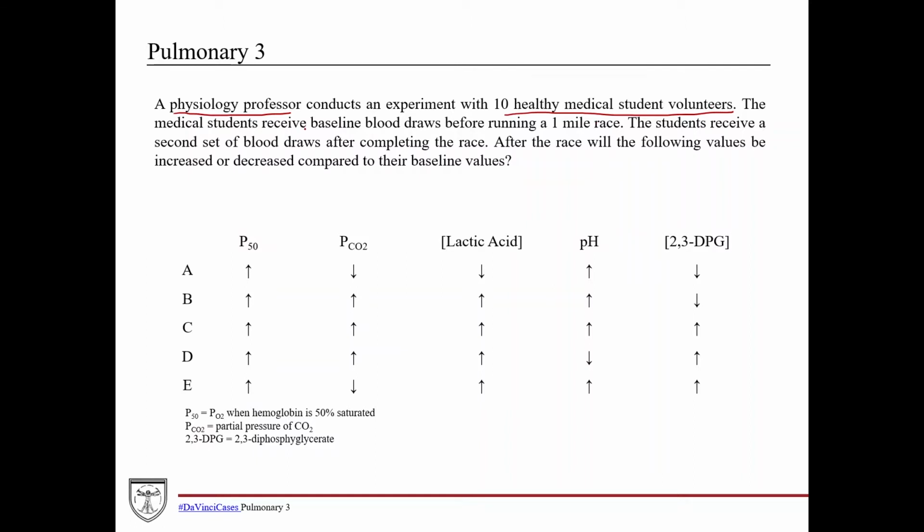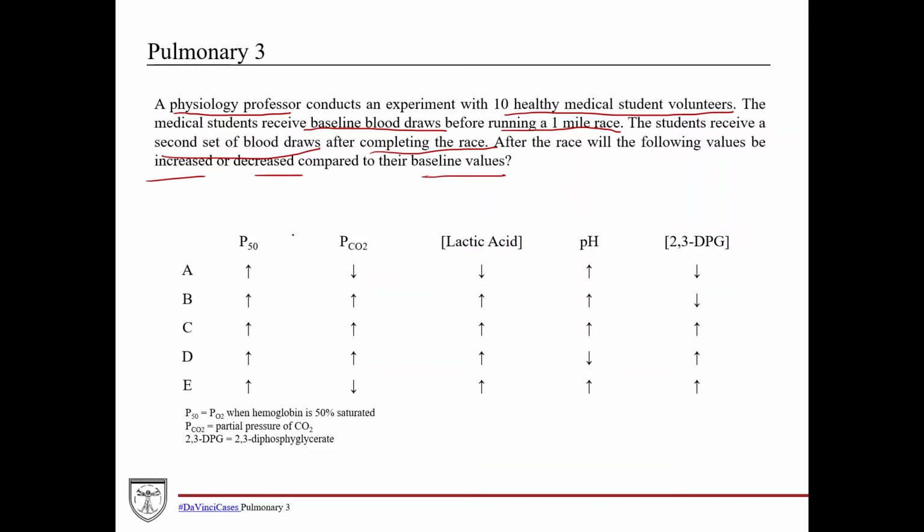The medical students receive baseline blood draws before running a 1-mile race. So they get some baseline lab values before they run this race. Then the students receive a second set of blood draws after completing the race. So they're probably looking at changes in lab values after exercising. So after the race, will the following values be increased or decreased compared to their baseline values? And that's exactly what the question is asking you.